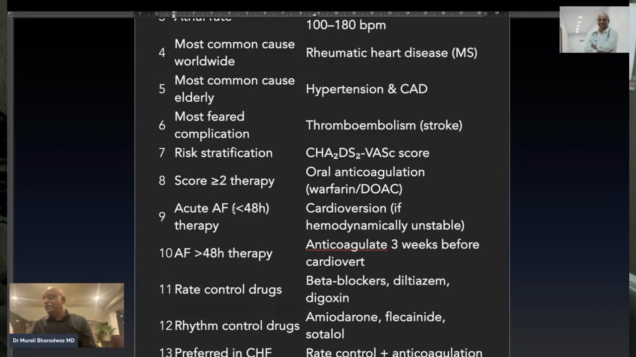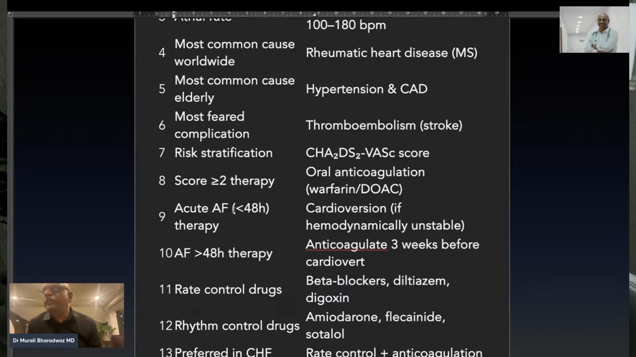Before starting amiodarone, you need to get an HRCT chest and document that he doesn't have pulmonary fibrosis. Otherwise he will come back and sue you, because old people are very intelligent. His entire retirement will be paid by you.